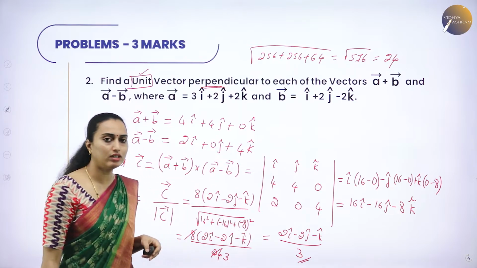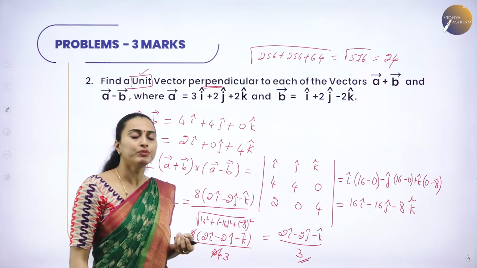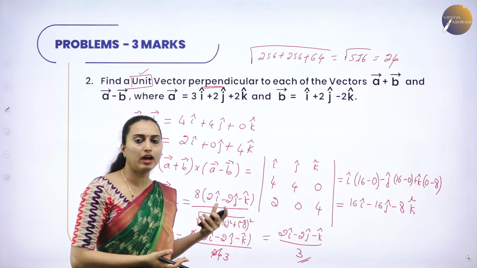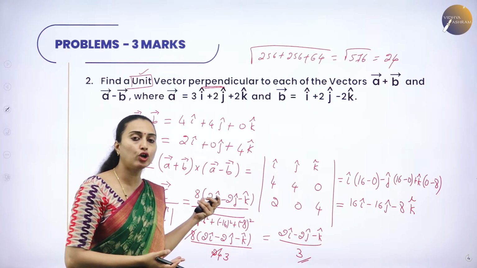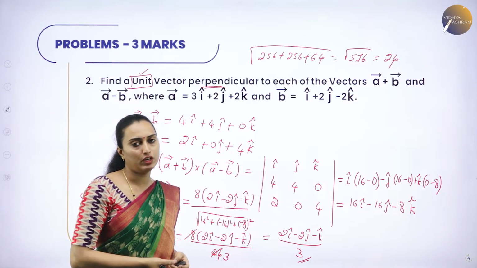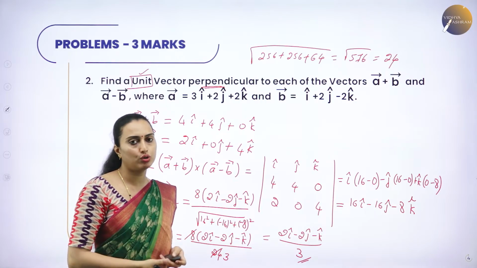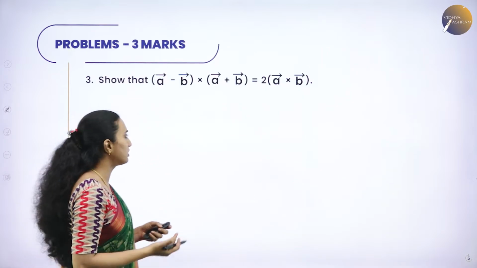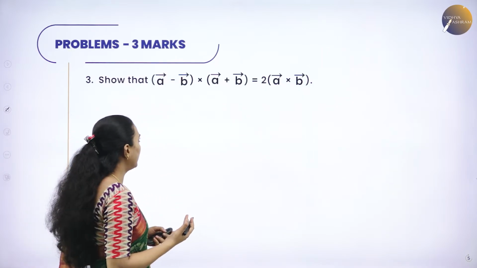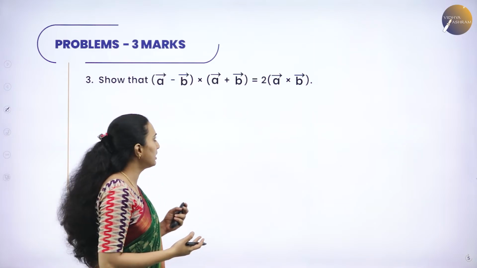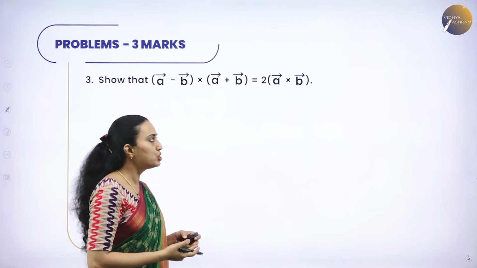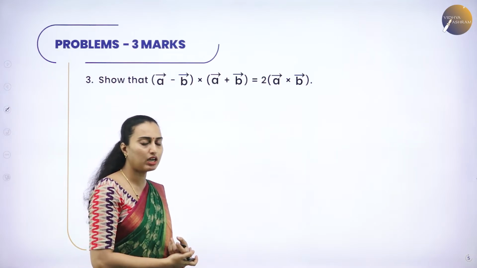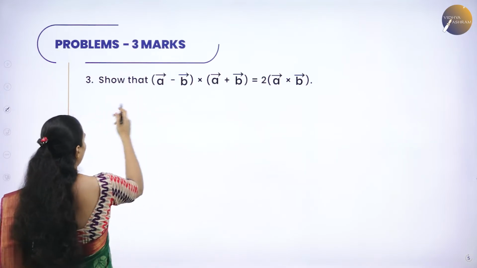And this is what the C cap, which is a unit vector of C vector, where C vector is nothing but A vector plus B vector cross A vector minus B vector. I hope you understood this problem. Now we'll be moving on to the next problem, dears. What they've asked: show that (A vector minus B vector) cross (A vector plus B vector) is equal to 2 times A vector cross B vector. Now let us take the left hand side.